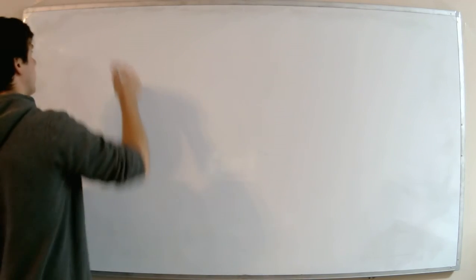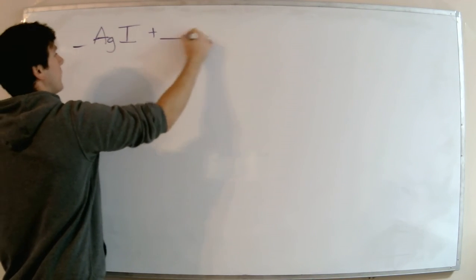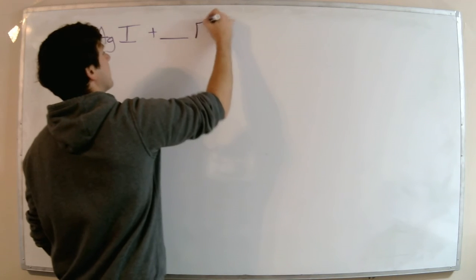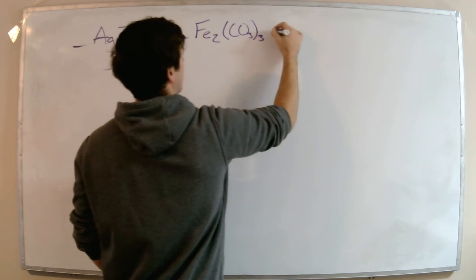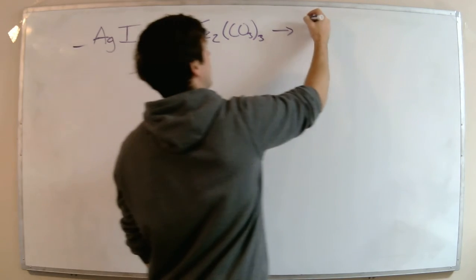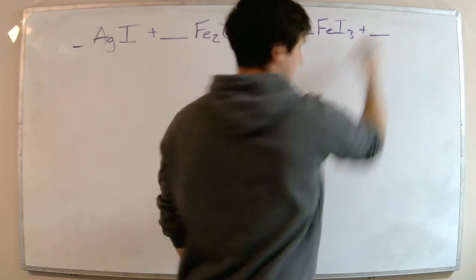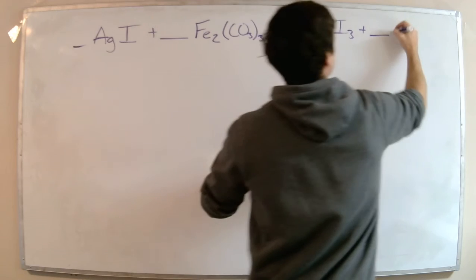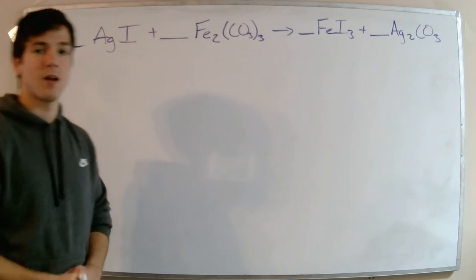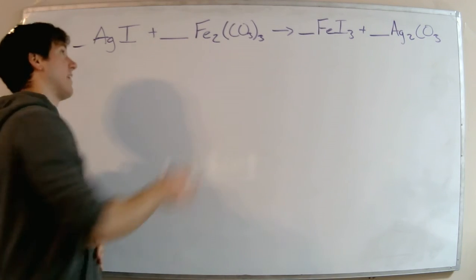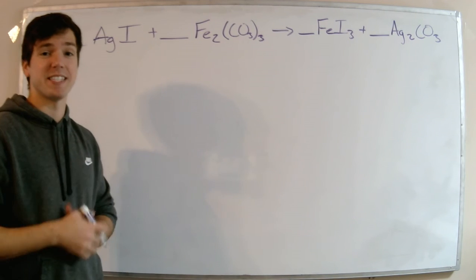So our last equation, let's go with a little silver iodide. We got a little iron 3 carbonate. We're going to go ahead and do iron 3 iodide. And then last but not least, we're going to do silver carbonate. Again, I look at this and I see a polyatomic ion. Just keep it together. Don't break it up into carbon and oxygen. Okay, just leave it as is.